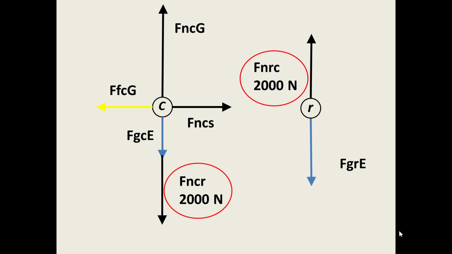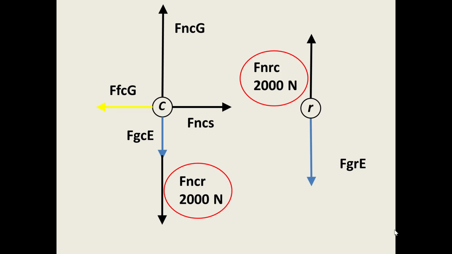We know that the force of gravity on the refrigerator was 2,000 newtons, 200 kilograms times 10 newtons per kilogram. Our refrigerator is experiencing a normal force to balance that gravitational force downward. So we have to have a 2,000 newton upward force. The only source for that force is the crate pushing up on the refrigerator.